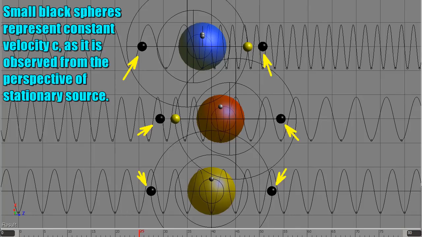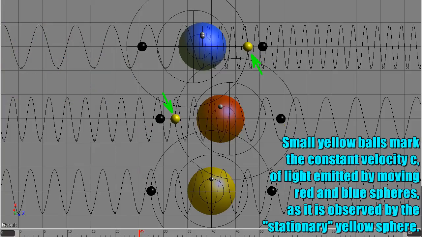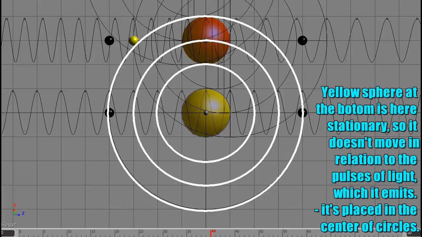Small black spheres represent the constant velocity c as it is observed from the perspective of a stationary source. Small yellow balls mark the constant velocity c of light emitted by the moving red and blue spheres as it is observed by the stationary yellow sphere. The yellow sphere at the bottom is stationary here, so it doesn't move in relation to the pulses of light which it emits. It's placed in the center of circles.